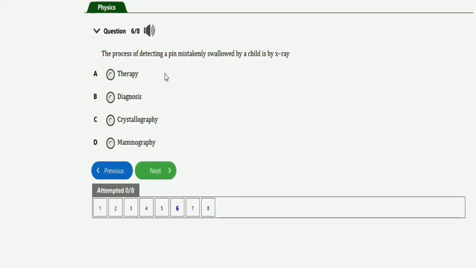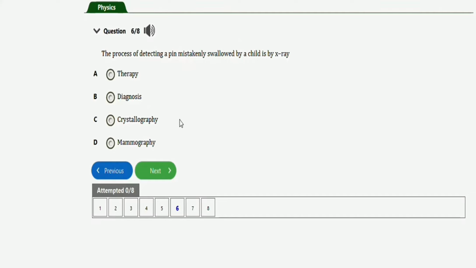When you mention diagnosis in biological science or in medicine, basically you're talking about identification of an error or disorder. So that's diagnosis. They're trying to identify what took place, the process of detecting a pin mistakenly swallowed, detecting that is diagnosis.